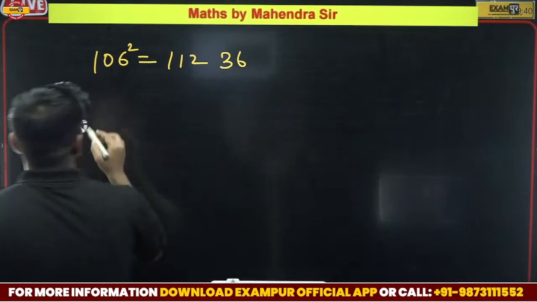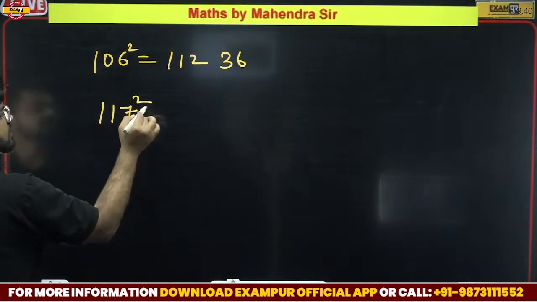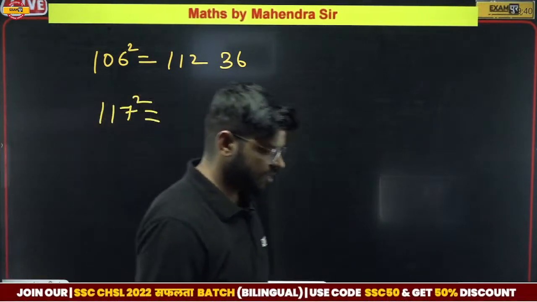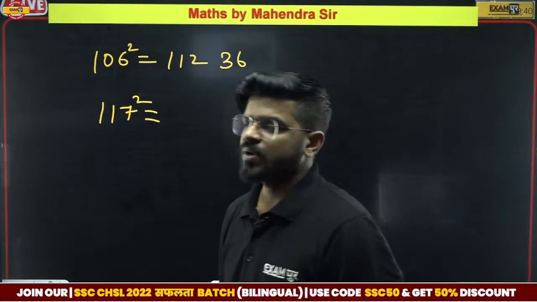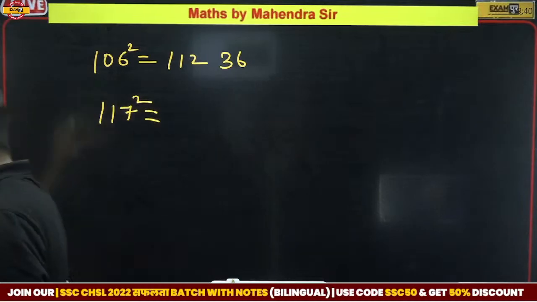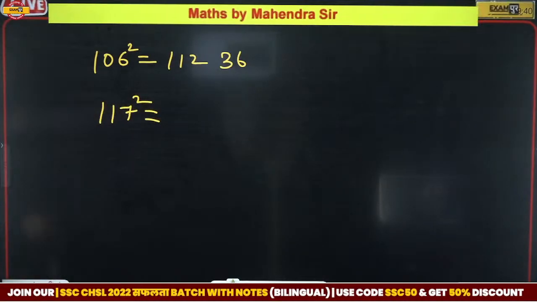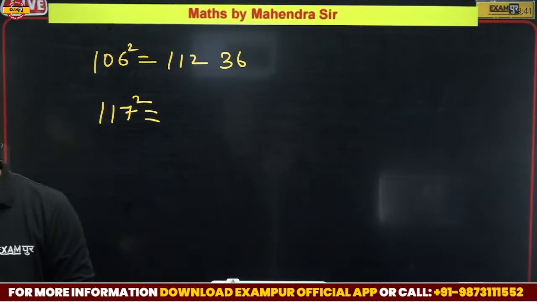If you get that, tell me 117 square in mind. Absolutely correct. Now tell me 117 square.